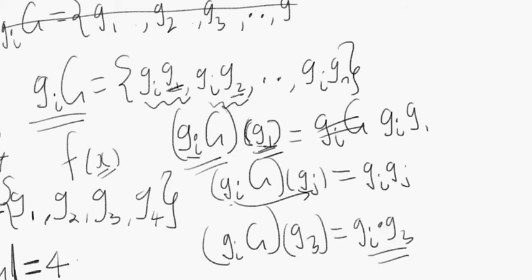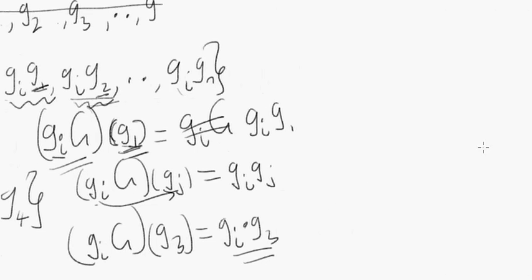Okay, so we now have a concept that we can also view this GIG as a function. It's a permutation, in particular it's a function. And it takes G1 and gives you GI times G1. It takes G2, gives you GI times G2. Takes Gn, gives you GI times Gn. And so on and so forth.